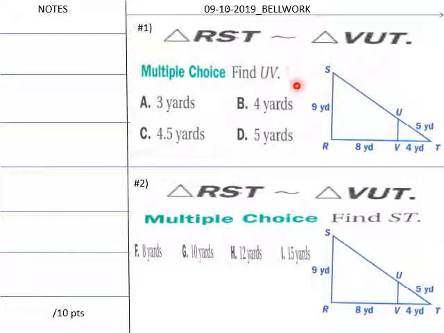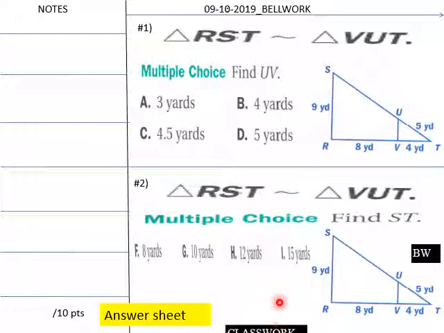Teachers, today's bell work: we have triangle RST similar to triangle VUT. Find UV here. Students, you have to find UV. And then down here, find ST. So here you have to find the length of ST. I'm not going to give it away, I'm going to let you do it. Give your students about 5-6 minutes.